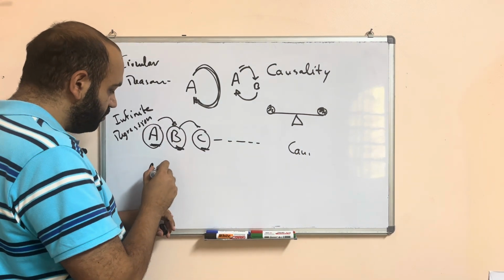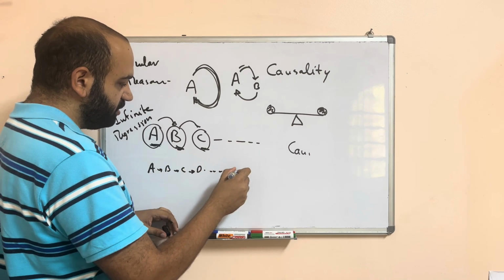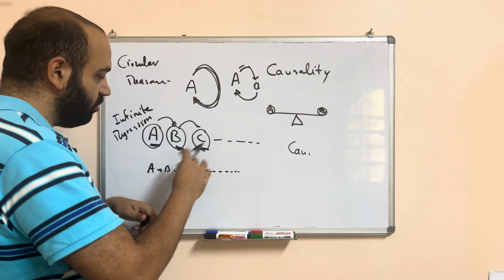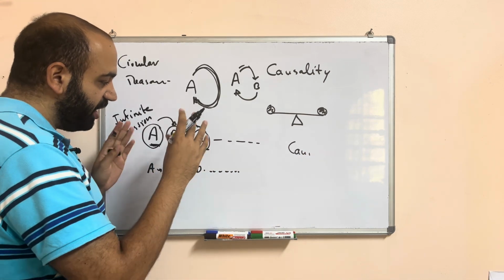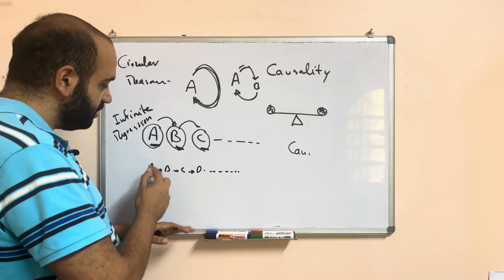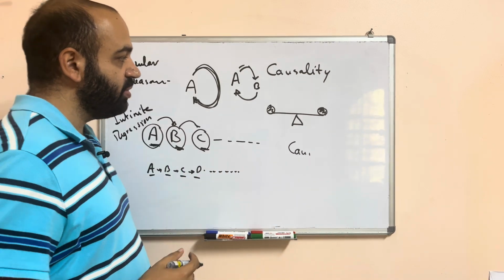Because I say A is caused by B, B is caused by C, C is caused by D, to infinity. Or I say there is a chain of things that are infinite in the past. So it means that the chain itself is infinite in the past, but its parts are not infinite in the past. So this is a contradiction.